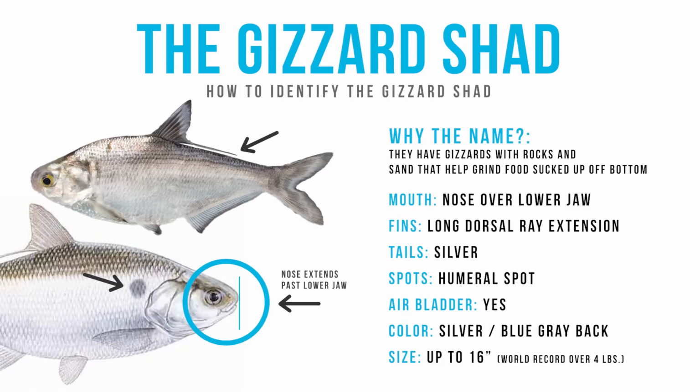Air bladder: yes, they do have an air bladder, so they can stop swimming and float. I think that helps them regulate to stay on the bottom or float up off the bottom. Their color is silverish. They have a blue-gray back, a lot more muted than we'll see with a threadfin shad. The size of these things is the big deal. They can grow up to 16 inches, which is a very large fish, bigger than some bass. The world record is over 4 pounds, so these things can get pretty big.